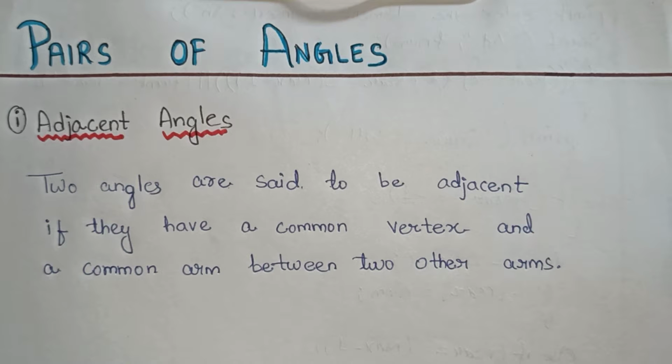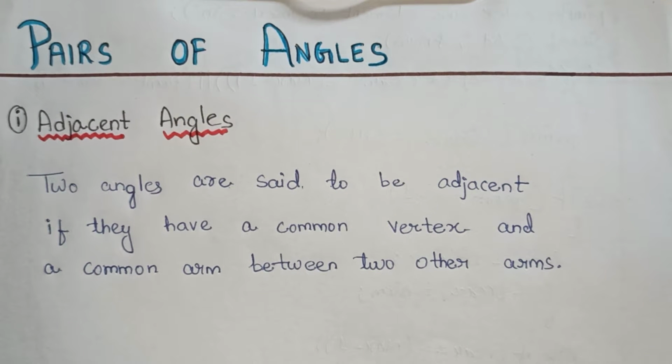Today in this video we will learn about understanding shapes. So our first topic on this chapter is pairs of angles. There are 5 types of pairs of angles.